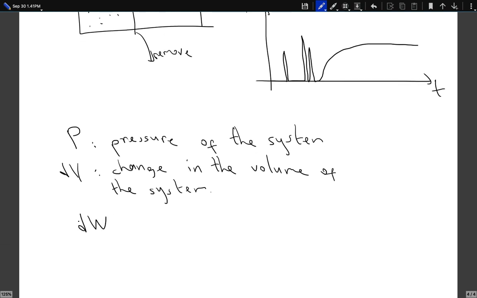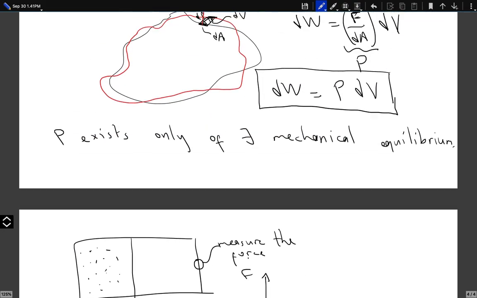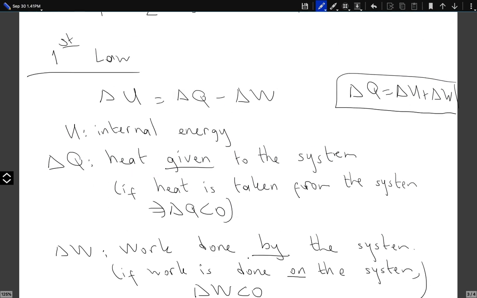And then we said that dW, well, let me put this bar there. We will come to that. Why do we put that bar in a moment? We know that this is PdV. But before I ignore the signs, what should be the sign, positive or negative? Remember how we define the sign of dW.